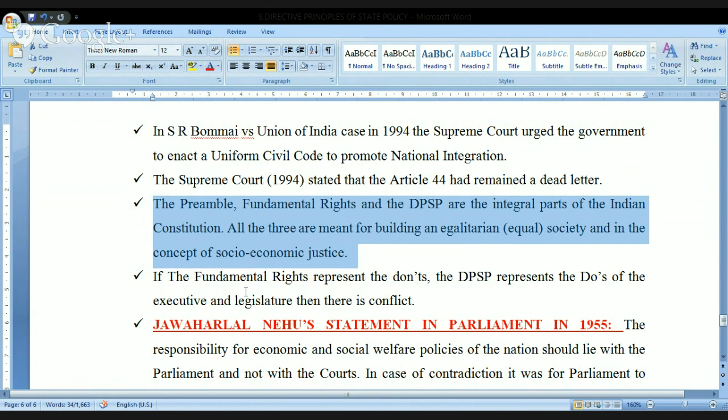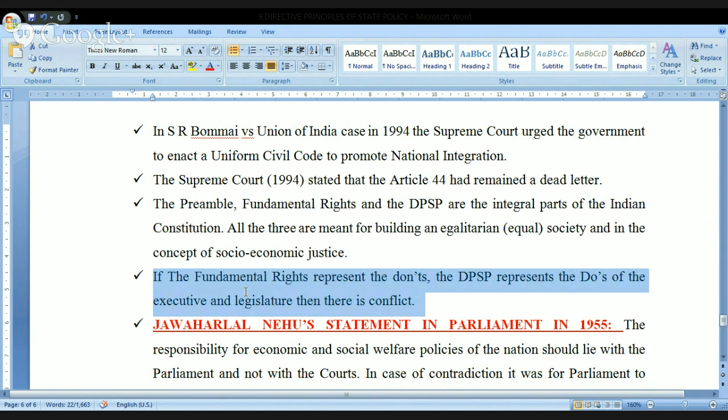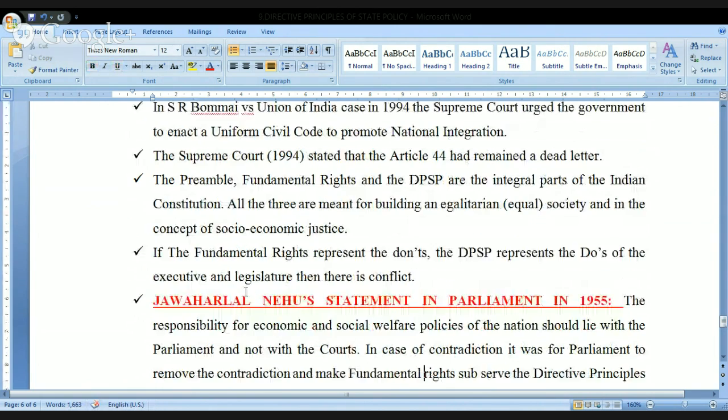Look at this. If the fundamental rights represent don'ts, the DPSP represents the do's of the executive and the legislatures. Then there is a conflict. Look at this.